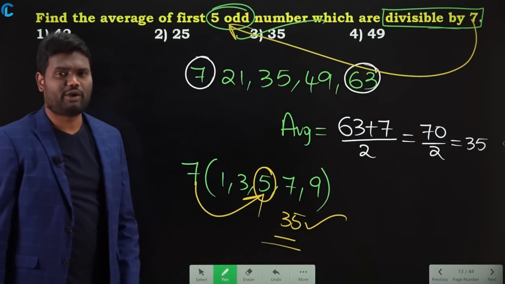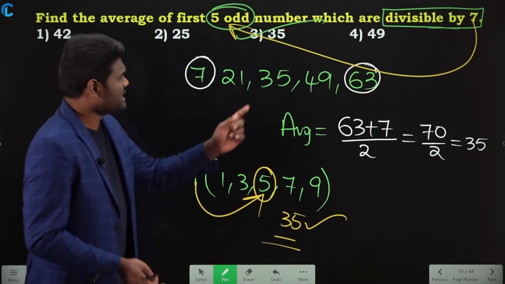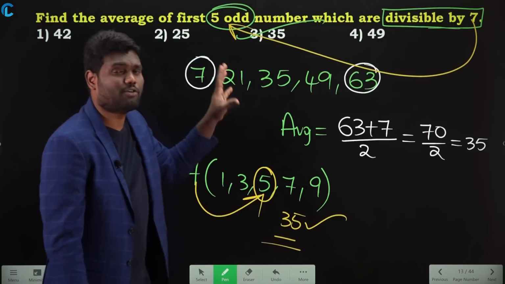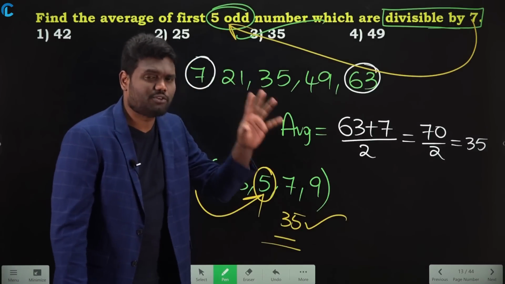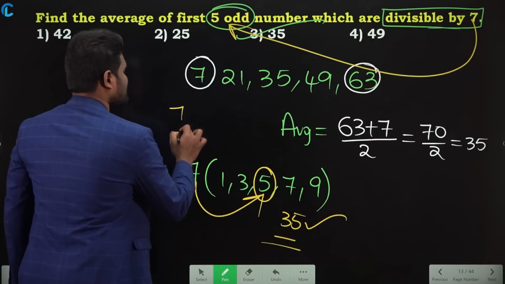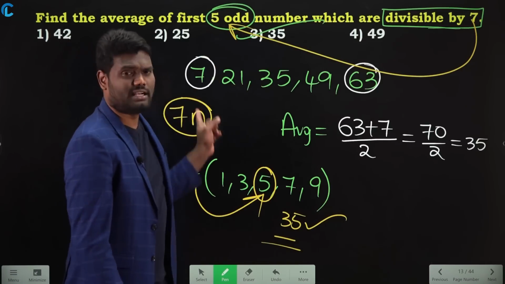7 into 5 and you can say the answer is 35. You can say it that way also. Why? Because as it is divisible by 7 and we need the first 5 odd numbers, as they are the first 5 odd numbers which are divisible by 7, then you can directly say it as 7n. So 7 into 5, that is 35.